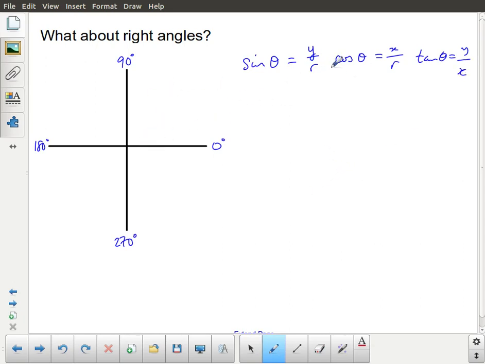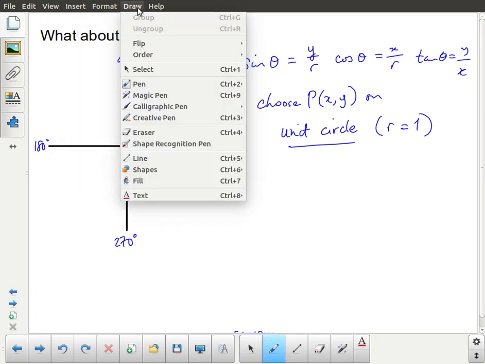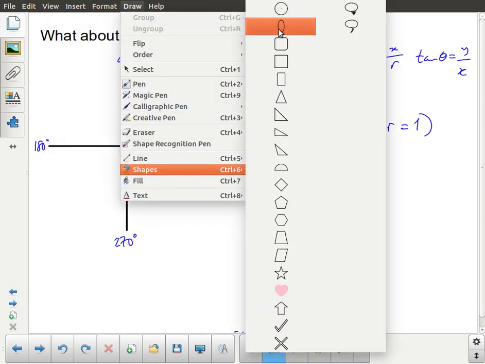All right, so now what do I mean by y over r and this sort of thing? What we're going to do is choose a point, which has coordinates x, y, on a thing called the unit circle. Now, this is a fancy sounding term, but all that means is that the radius is equal to 1. It is the unit circle. The radius is 1. So what would that look like? Let's go ahead and do this with a shape. Here we go, shapes, a circle.